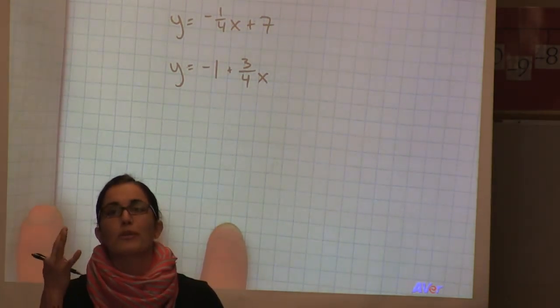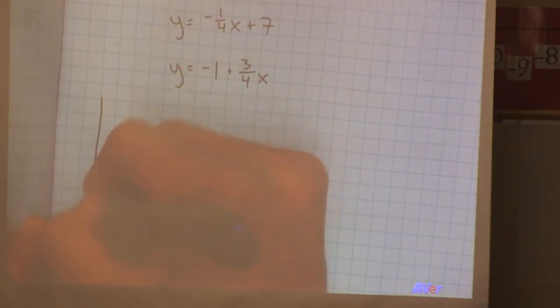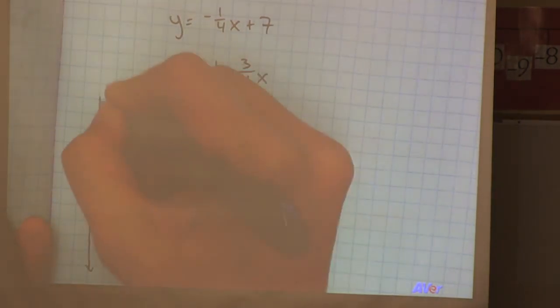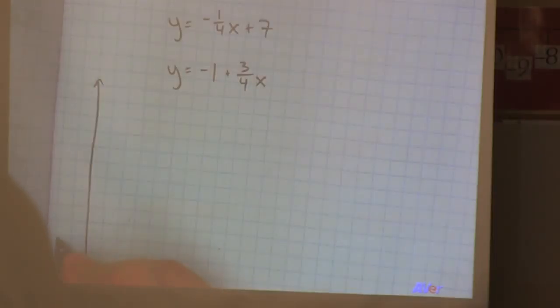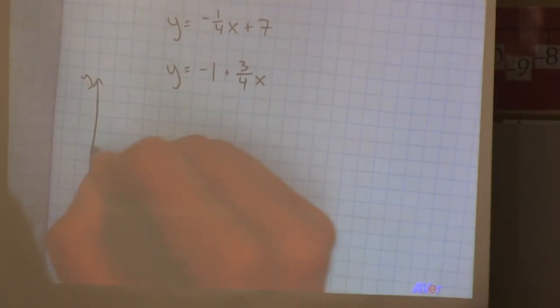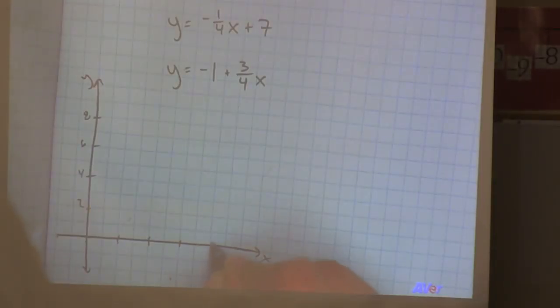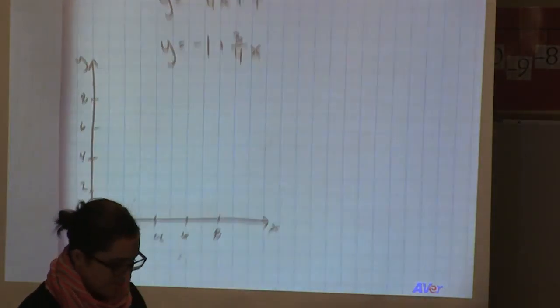Okay, so again, actually 3 ways to see this. First way, the least technologically sound way: the graph. Here we go. Here's a graph. X, Y, 1, 2, 3, 4, 5, 6, 7, 8, and 2, 4, 6, 8. Graphing. First way to do it.